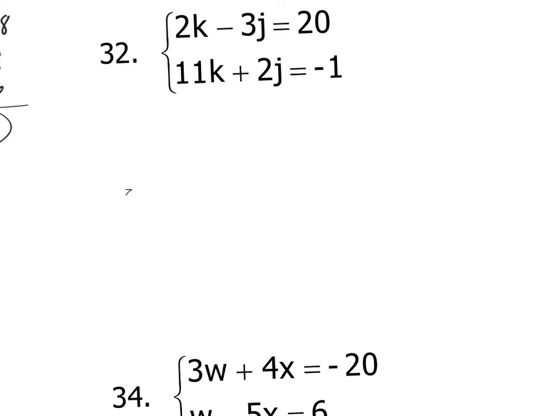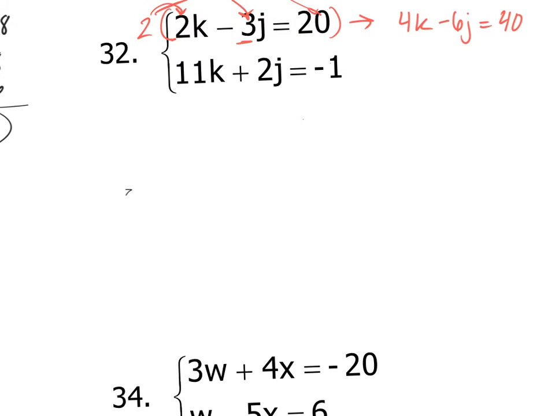If we can get both the j's to be a common number, so maybe I could make this a -6 and this a +6, and they would cancel out. So what do I have to times the top equation by to get this to be -6? Well, if I times it by 2, and of course I'm timesing everything by 2, I would get 4k, and then I would get -6j like I want, and that equals 40. Notice I times everything by that 2.